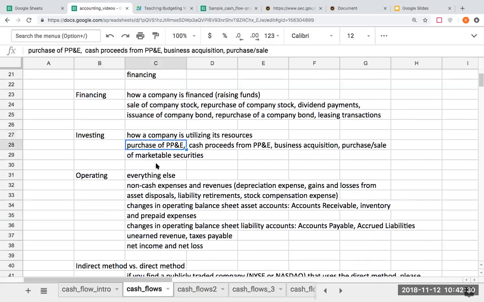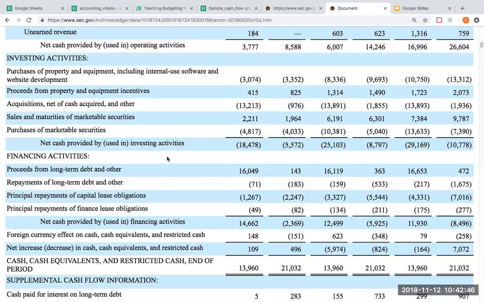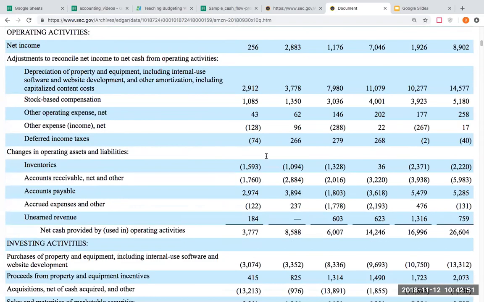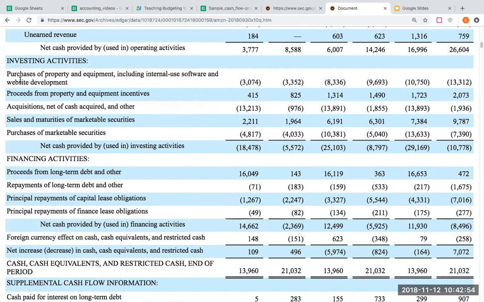If I'm purchasing property, plant, and equipment, if I have cash proceeds from the sale of property, plant, and equipment, I'm having over here a business acquisition. And then lastly, I've got my marketable securities. So, and again, if we look here at Amazon, and this is Amazon for the 3 months ended September 30th, 2018. So this is their more recent financial statements. I can see here, what are their investing activities? Sales and maturities of marketable securities, acquisitions, proceeds from property and equipment, and then purchases of marketable securities.